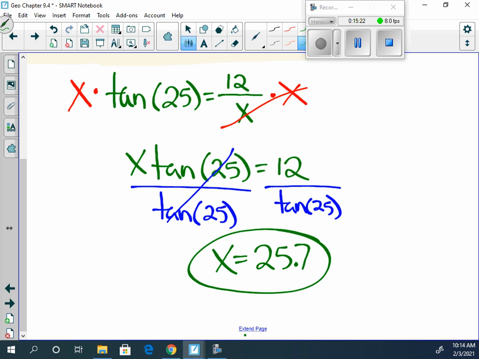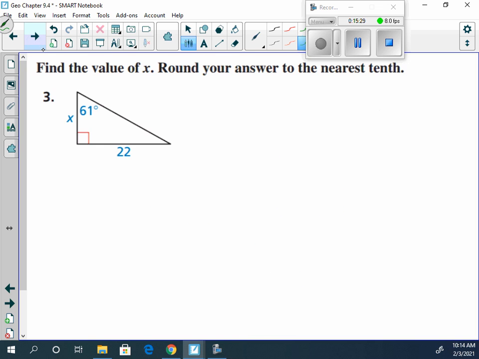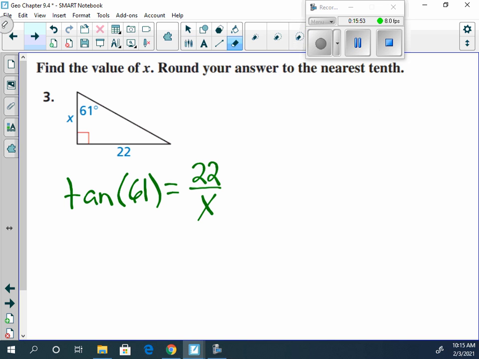Not too bad? It'd be nice if the variable didn't keep ending up in the denominator, right? Because then it'd be a little bit easier to work with, wouldn't it? So let's look at this here. So how do we set this one up? So the tangent of would equal 22 over x, right? Well, now we have the variable in the denominator again, yes?